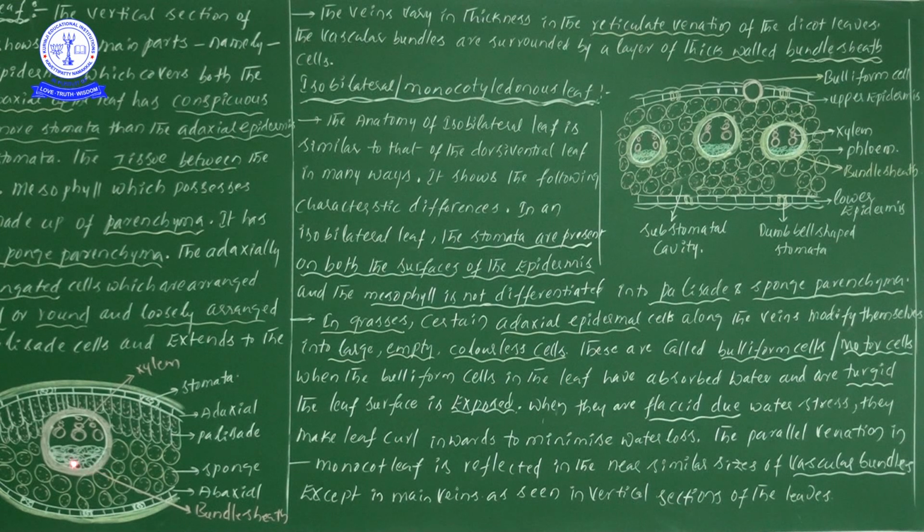Now you see, here are the phloem members and here are the xylem members. But between the xylem and phloem members there is no cambium. So cambium is absent here. Between the xylem and phloem, exactly where I am pointing, there is no presence of cambium.